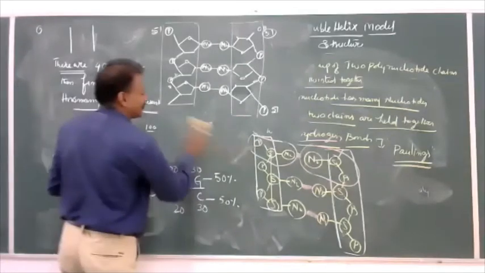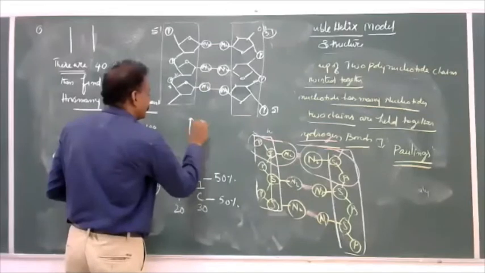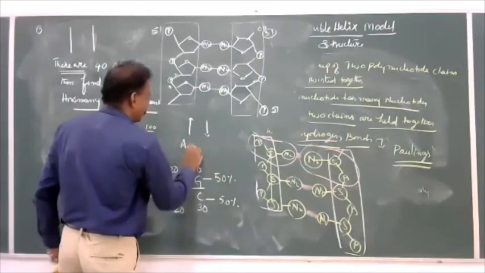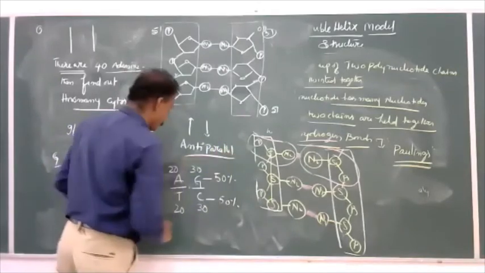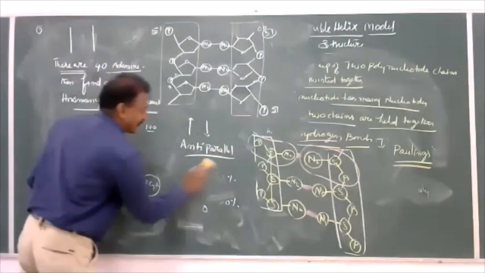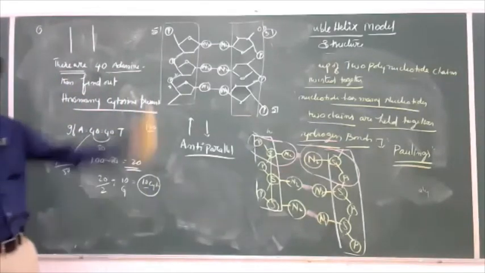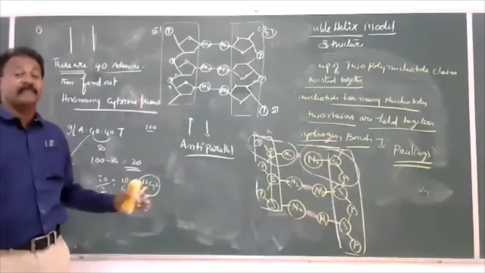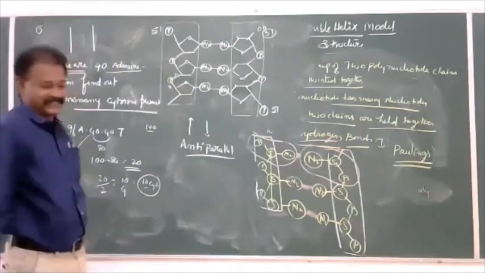Here, this direction is called anti-parallel. What is anti-parallel? If one strand moves in 3' to 5', the other strand moves in reverse.